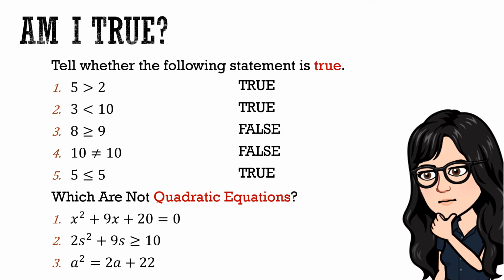Which are not quadratic equations? Number 1, x squared plus 9x plus 20 equals 0. 2, 2s squared plus 9s is greater than or equal to 10. 3, a squared equals 2a plus 22. Here are the answers. Number 1 is a quadratic equation. Number 2 is not a quadratic equation. Number 3 is a quadratic equation.